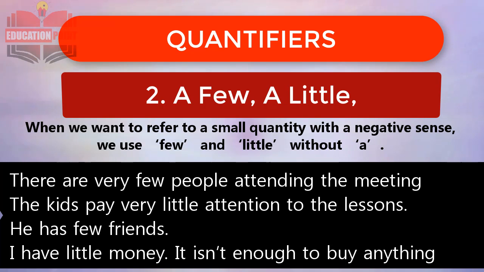The last example is I have little money. It isn't enough to buy anything. Okay, मेरे पास बहुत कम पैसे हैं and इतने में कुछ नहीं आएगा. Similarly, in the previous example, we said, I have a little money, I can buy a small toy for this amount. मेरे पास कुछ पैसे हैं and मैं इसमें ये toy खरीद सकता हूँ. So here we can understand the difference that if we use the article, what difference it is making in the sentence with the quantifiers. So I hope this is clear.